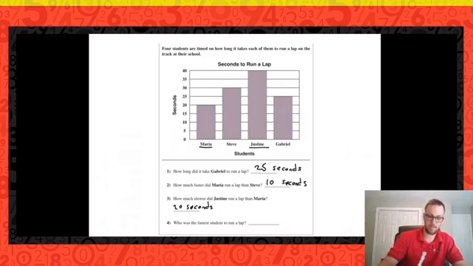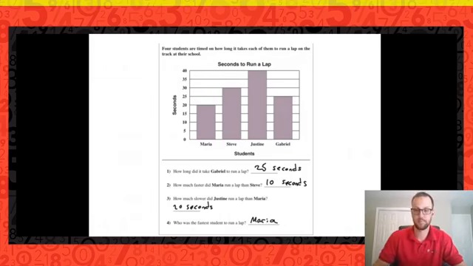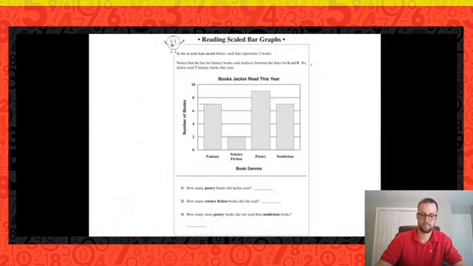So now tell me, who ran the fastest lap? Based on our chart here. Maria did. Good job. We can tell that because her bar is lowest, and if we're talking about faster times, we want to do it in the least amount of seconds. So because Maria ran her lap in 20 seconds, she was the fastest. Nice job.